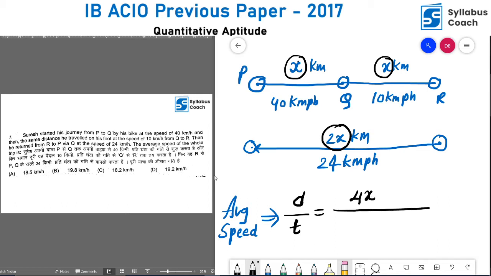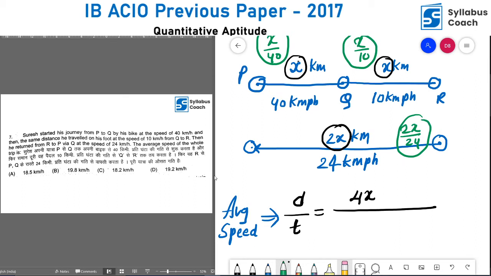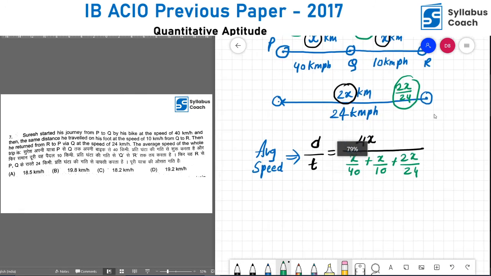And then after that we have the time. The total time is nothing but distance by velocity. In this case the total time is x by 40, and then x by 10, and then 2x by 24. Are you clear until here? Great. So now the total time is x by 40 plus x by 10 plus 2x by 24. This is the one we are supposed to calculate.